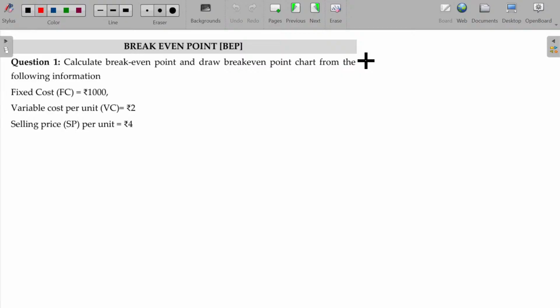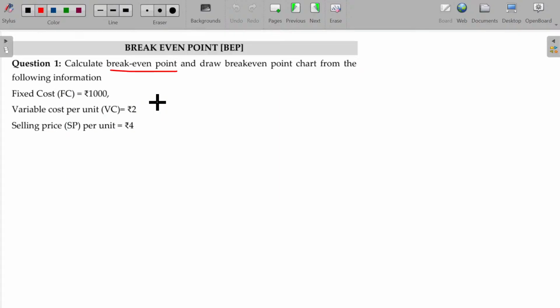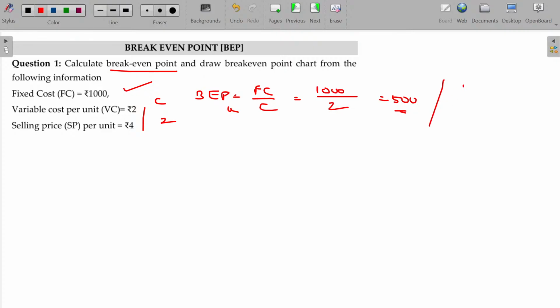Let's first start with the BEP, break-even point, and draw break-even point chart, etc. This one we already studied along with the marginal costing chapter. So you can easily understand this one. So BEP is nothing but what? Fixed cost divided by contribution. Fixed cost in this case being 1000. And contribution is nothing but the difference between sales and variable cost, which is 2 rupees. So 500 units will be BEP in units. To represent BEP in rupees, you have to multiply the 500 with sale price being 4. So 2000 will be the BEP in rupees.